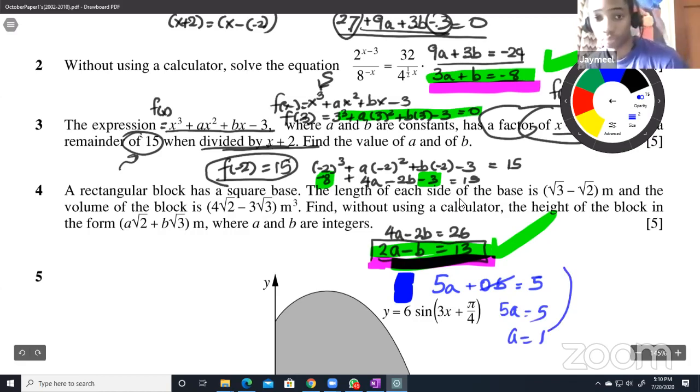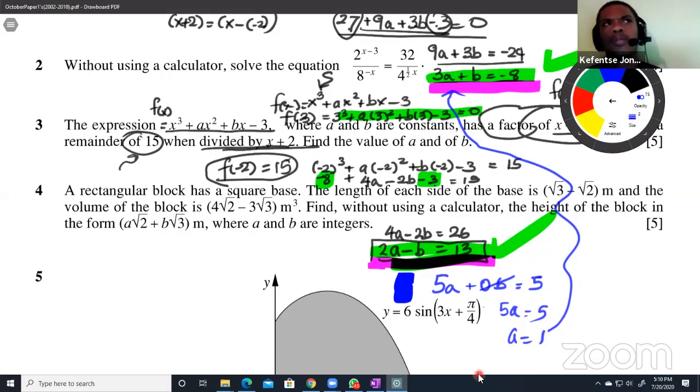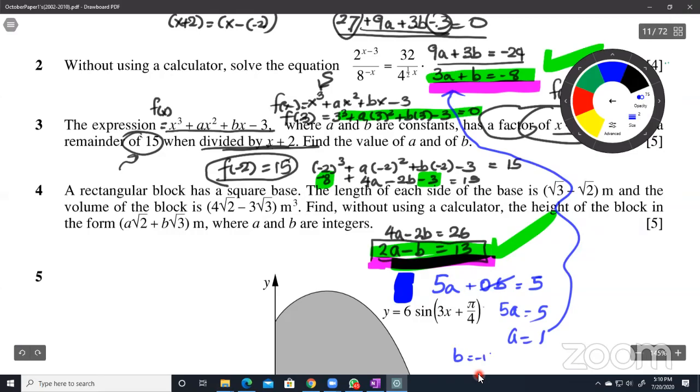If A is 1, then 3 times 1 plus B is 8, so B minus 11... B will be equal to minus 8 minus 3, which is minus 11. Did you get that? Yes, sir.